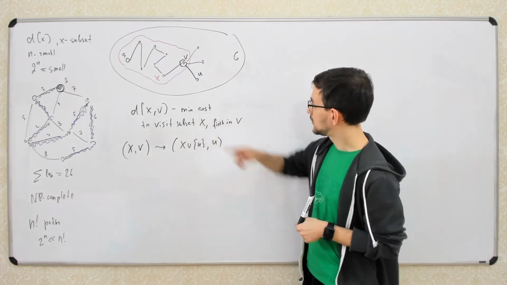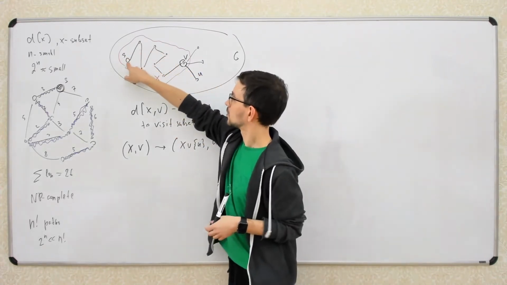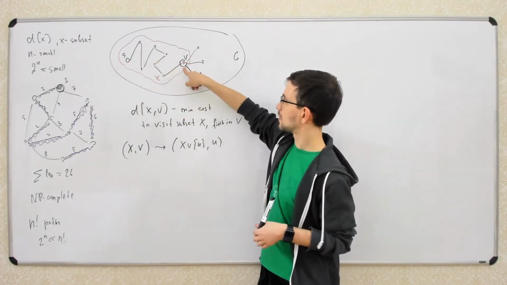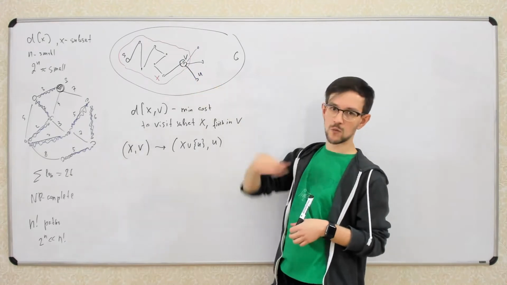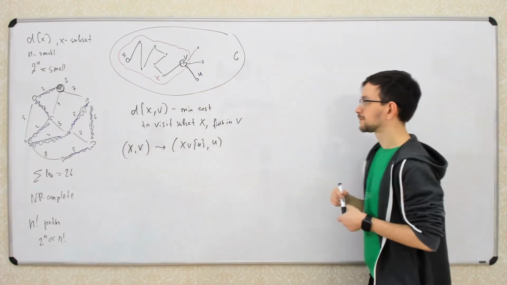V is the last vertex. So we have some path. We start in vertex S and finish in vertex V. So this is the whole path we constructed, and we want to add one more edge to this path.